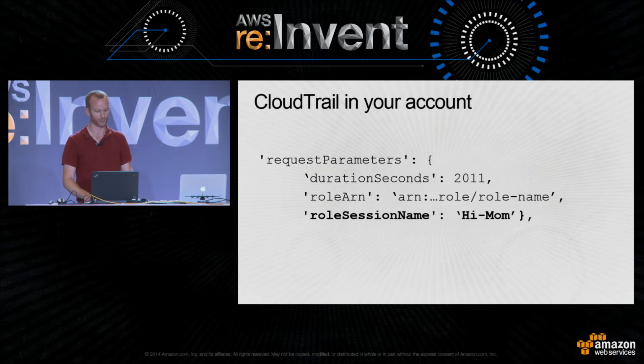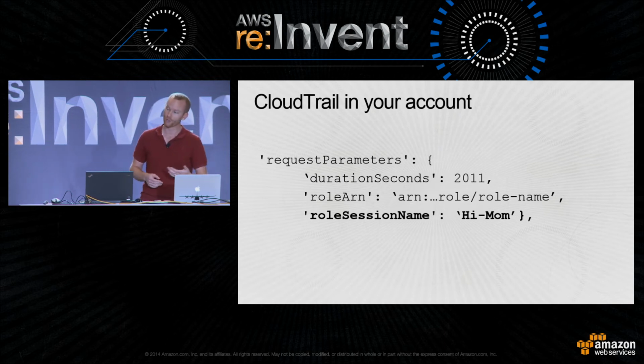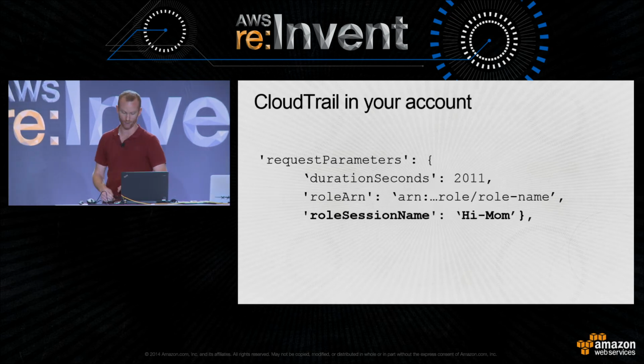So staying with role session name, where does it appear? If you've got CloudTrail enabled in your account and you're calling assume role, of course CloudTrail is logging the fact that you called assume role, and it shows all the parameters that you passed into the assume role call. Role session name, hi mom. Hi mom is the example here.